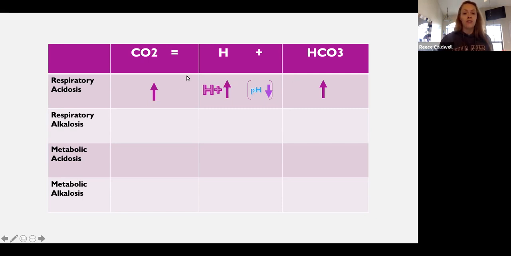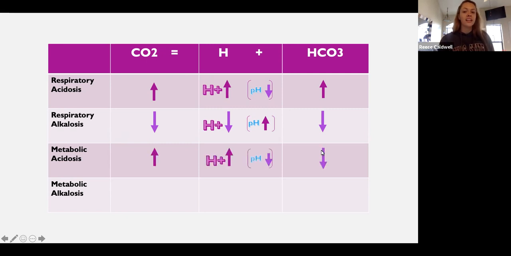So, we have increased carbon dioxide, increased hydrogen ions, and increased bicarbonate. With respiratory alkalosis, we have decreased carbon dioxide, decreased hydrogen ions, which means an increase in pH, and decreased bicarb. Metabolic acidosis is kind of like respiratory acidosis, except it has a decrease in bicarb. And metabolic alkalosis is just like respiratory alkalosis, except it has an increase in bicarb.